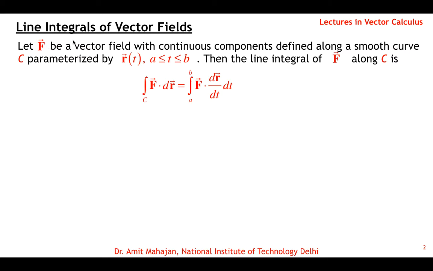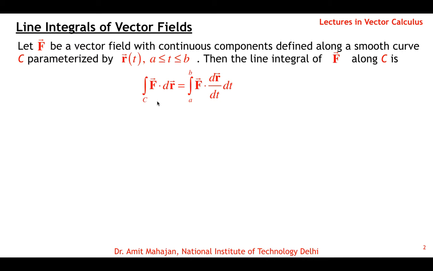So F can be like Mi plus Nj plus Pk, where M, N and P will be functions of x, y, z, and it is parameterized. So x, y, z are functions of t, where t you may consider to be, say, for example, time. And the parameterization r(t) defines the direction, or you can say orientation, along this curve C, which we call the forward direction.